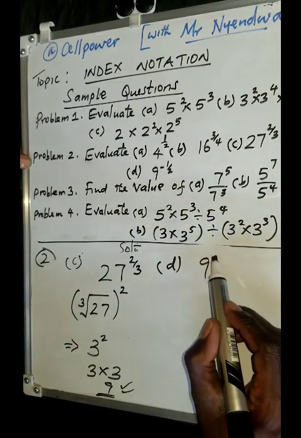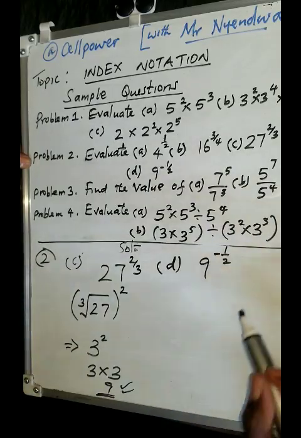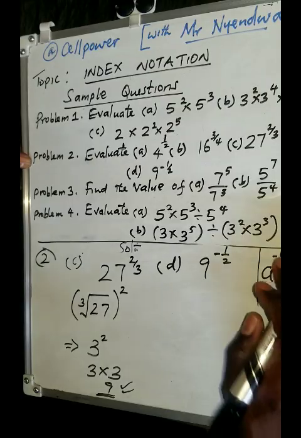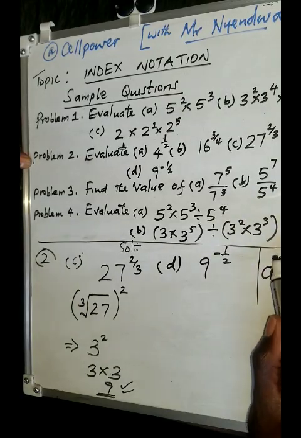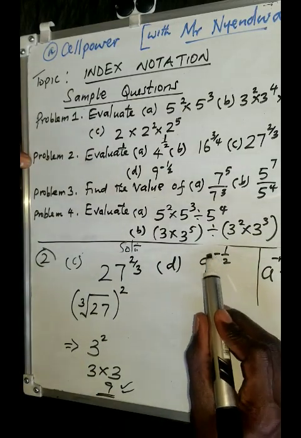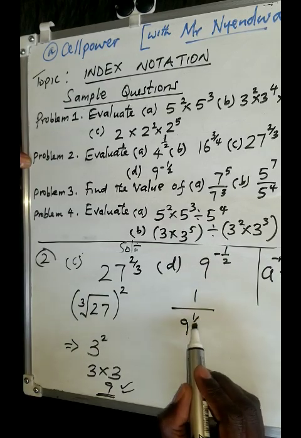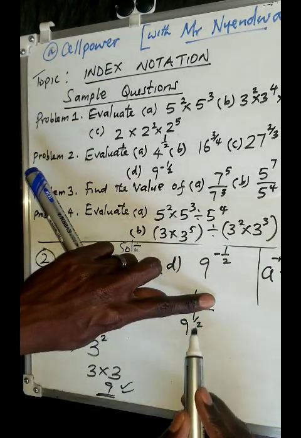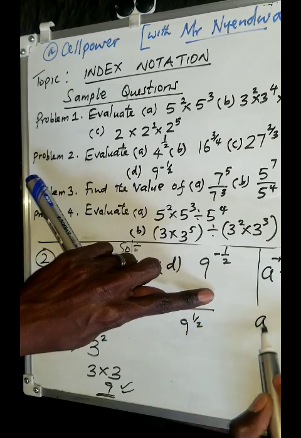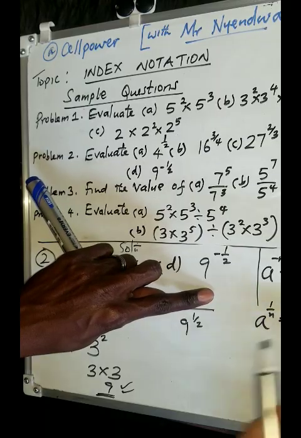D says 9 raised to negative 1 over 2. Remember what we say, that negative, according to the rule, may I just remind you, if you have a raised to negative n, that negative can become 1 over a raised to a positive index. So that negative will become 1 over 9 raised to 1 over 2. Now the bottom part, you can apply the rule where we say a raised to 1 over n becomes the nth root of a. So that's what we can do.